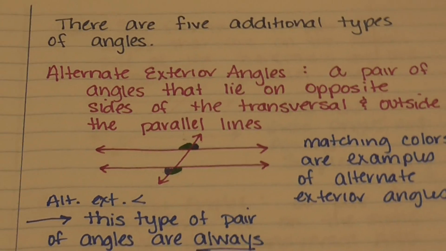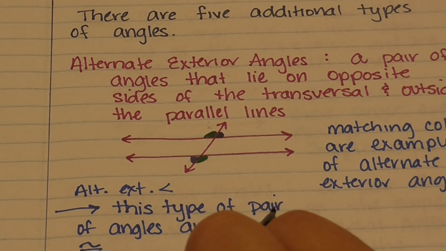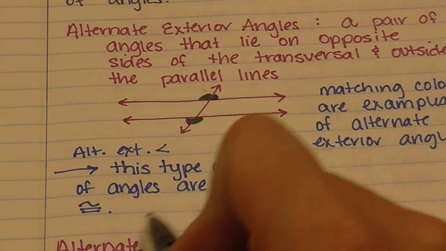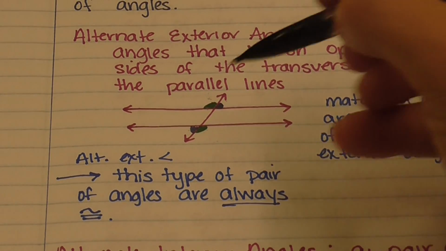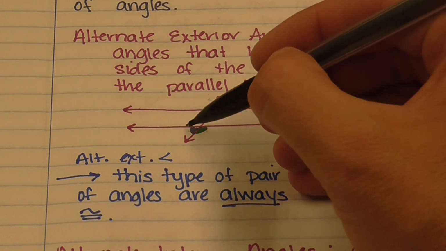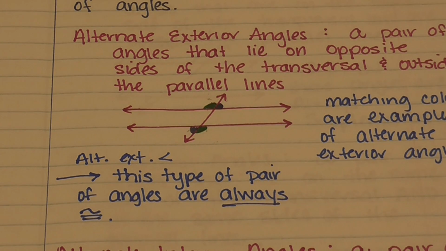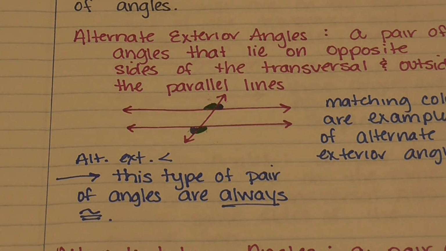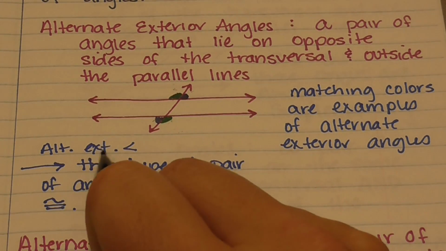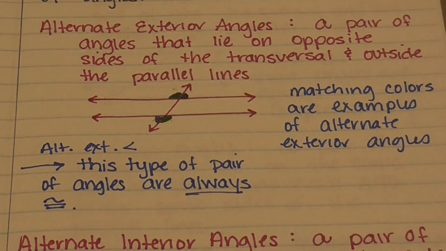All right. A little note here. This type of pair of angles is always congruent. Okay? This is always congruent to this green one over here. This guy is always congruent to this guy over here. Alternate exterior angles are always congruent. ALT EXT angle is a way to abbreviate it. It's kind of long.